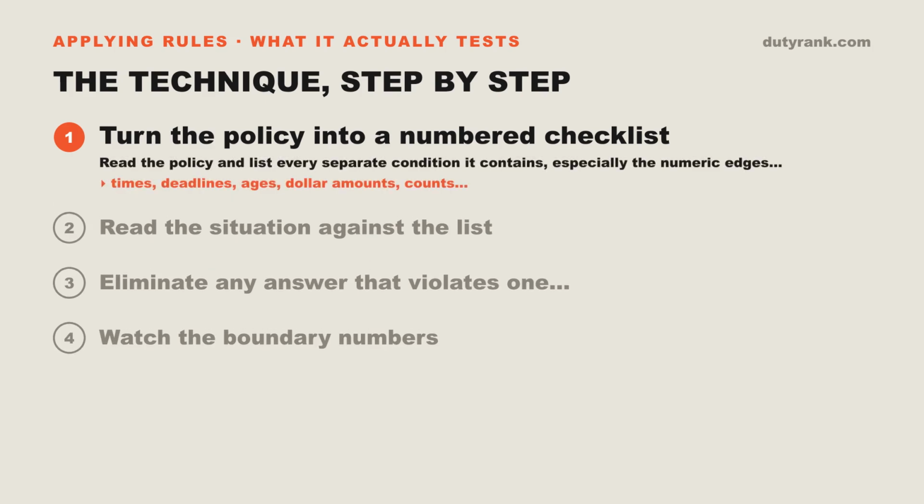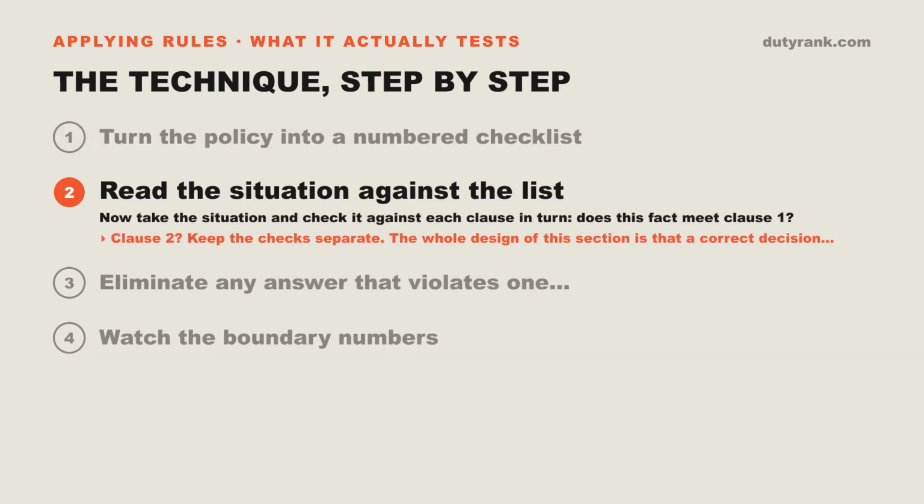First, turn the policy into a numbered checklist. Read the policy and list every separate condition it contains, especially the numeric edges: times, deadlines, ages, dollar amounts, counts, at least, no more than, within. Each of these is a clause on your checklist. Getting them out of the paragraph and into a list is half the work.